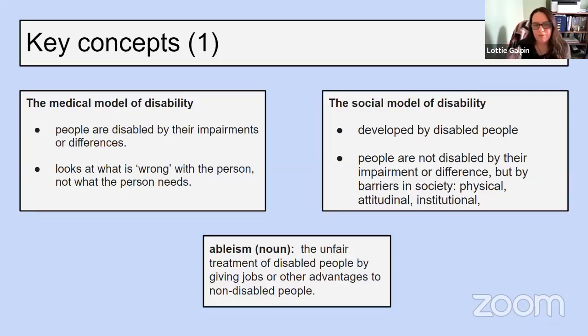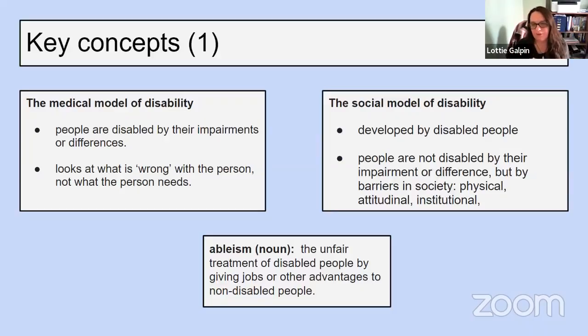So the medical model of disability is kind of the traditional one, where we say people are disabled by their impairments or their differences. And we look at what's wrong with the person, not what the person needs. So it's saying that the impairment is a problem. It needs to be fixed.